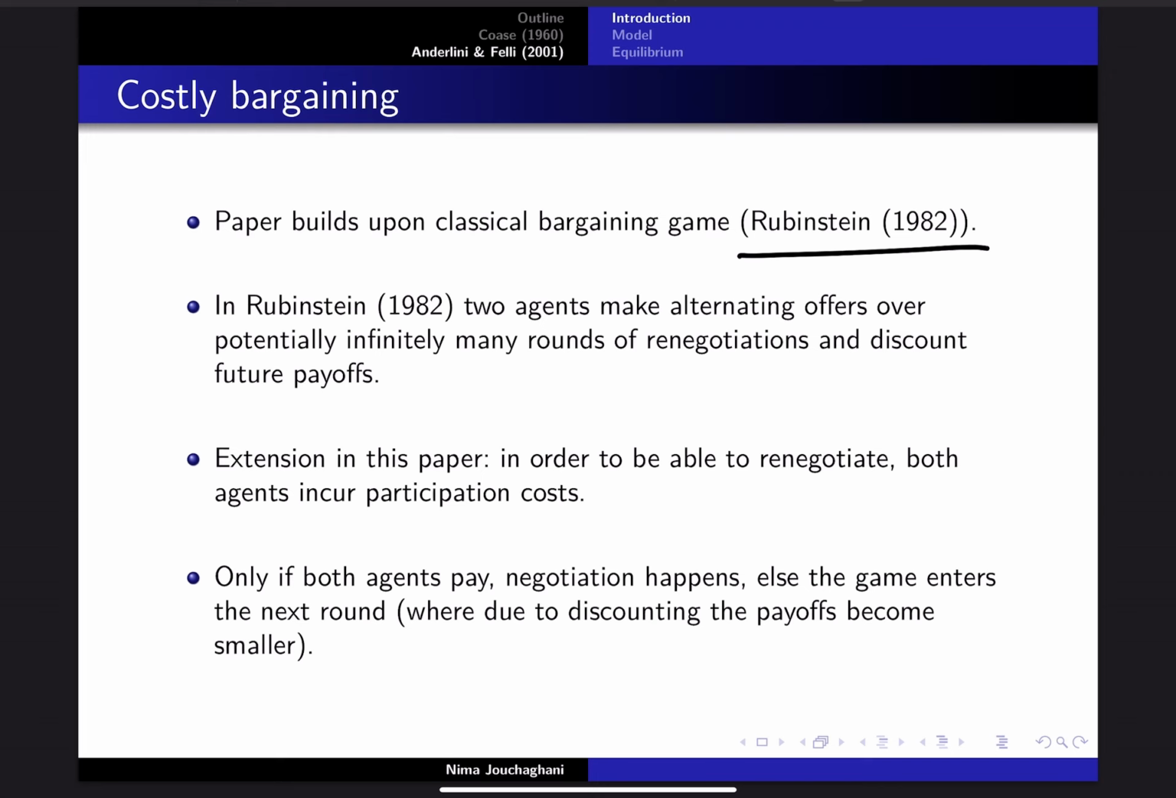Very briefly, in this paper, two agents are making alternating offers over potentially infinitely many rounds of renegotiations, and they discount future payoffs. I can give you a very brief introduction of this model, just in case you're not familiar with it. Basically, you have, for instance, player A and player B, making alternating offers over some surplus, let's say some monetary amount of $1.